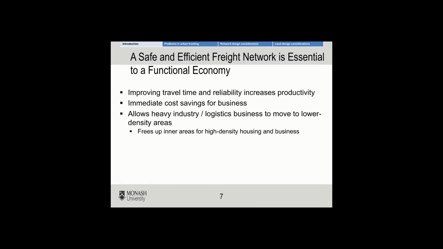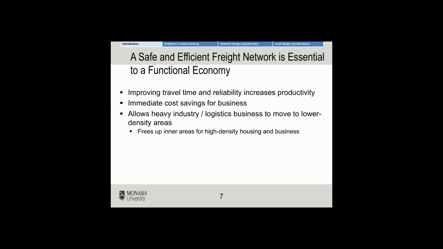But it's very important to note that a safe and efficient freight network is essential to a functional economy. If it is working well, we can improve travel time and reliability, which ultimately increases productivity. There's immediate cost savings for business. We hear all the time about the cost of congestion in terms of motorists, but it's similar for freight and logistics, because trucks are stuck in that traffic too, and if they can't get from A to B in a time efficient manner, business ultimately wears the cost of that, so it affects the productivity and the economy of the city or the state as a whole.